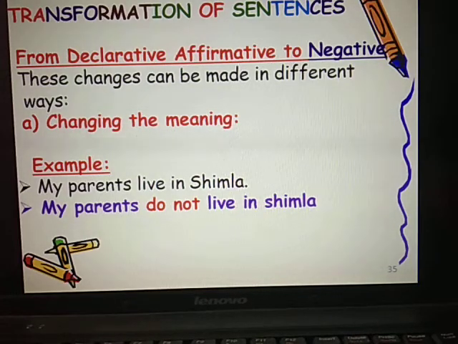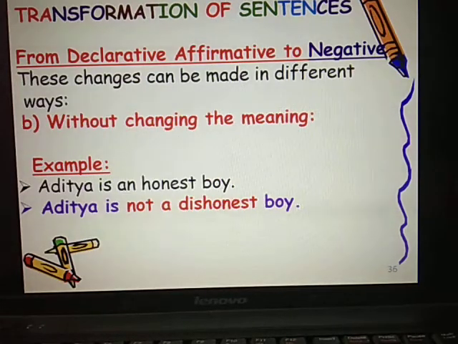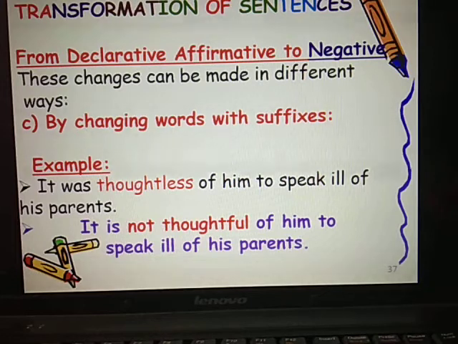So from declarative to negative, these changes can be made in different ways. My parents live in Shimla. My parents do not live in Shimla. Then by changing words with suffixes. What are suffixes? Which we add at the end. So from declarative, affirmative, affirmative means something which is positive, to negative. It was thoughtless of him to speak ill of his parents. It is not thoughtful of him to speak ill of his parents. So you will find the basic thing is that we are not changing the meaning.